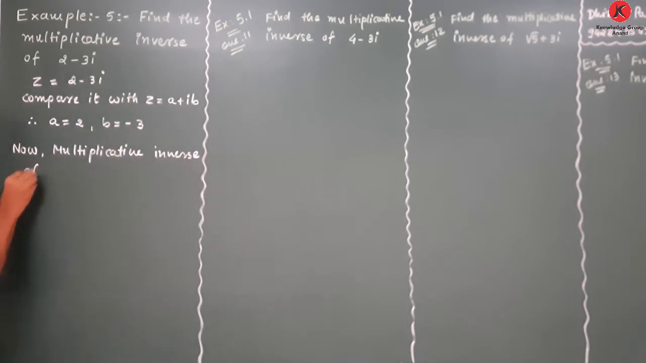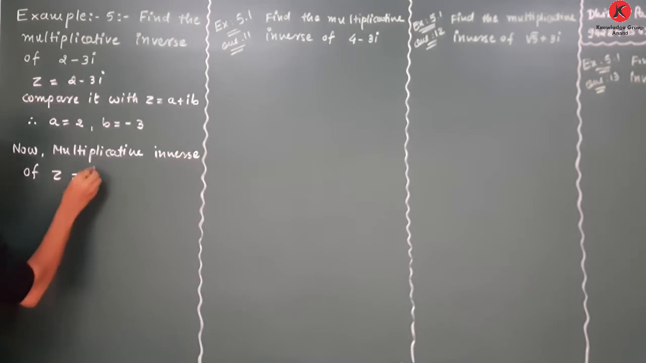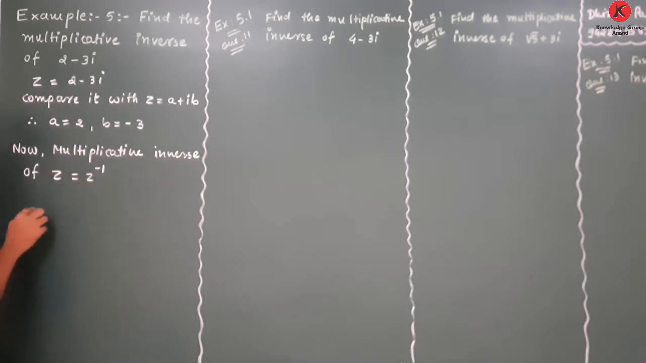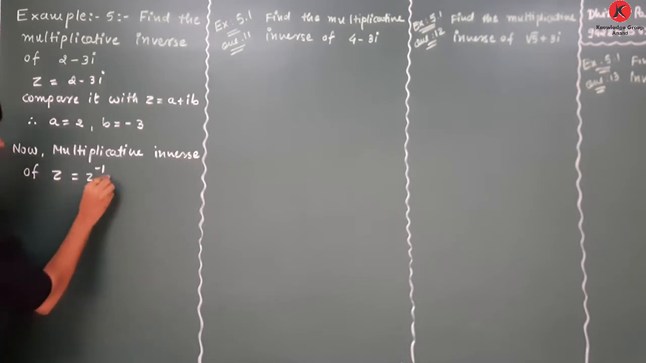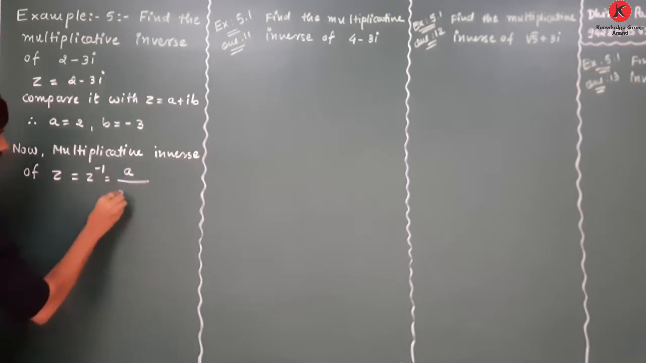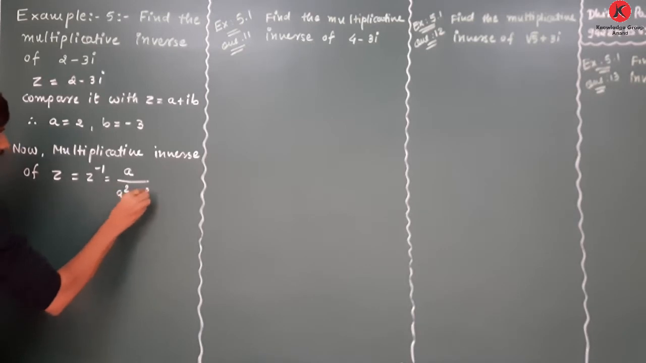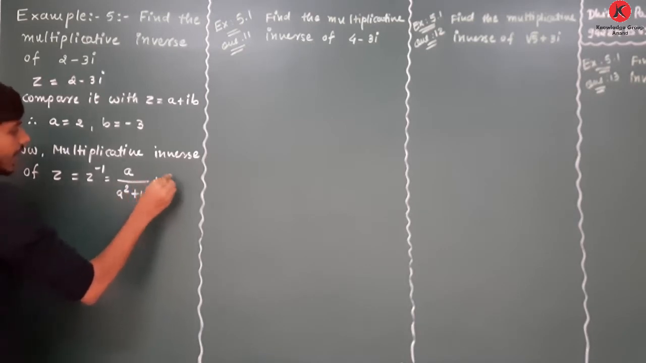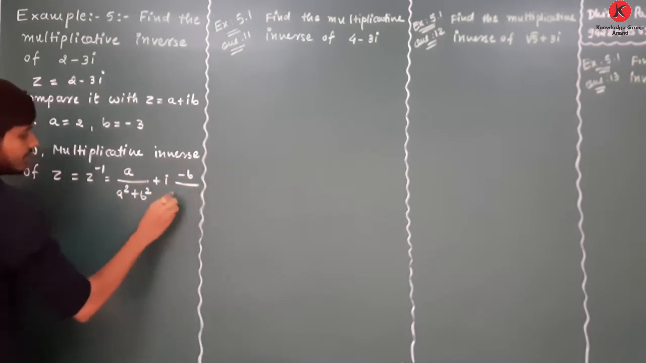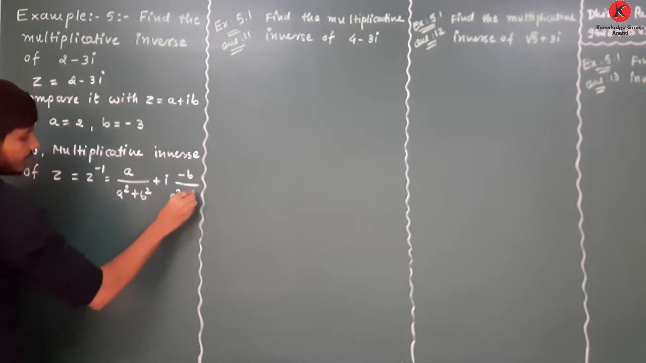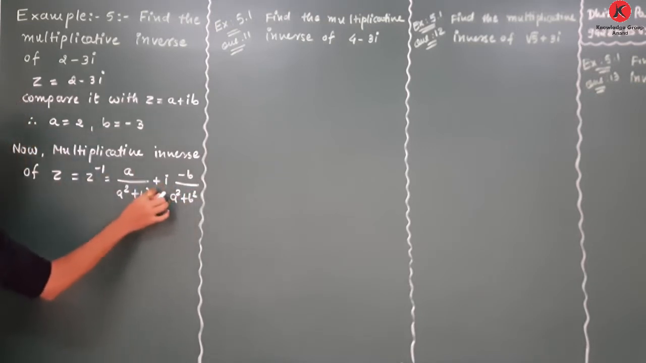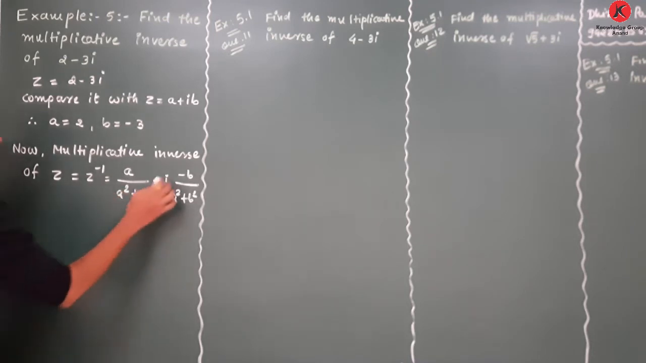The multiplicative inverse of Z, which is denoted as Z inverse, equals A upon A square plus B square plus i into minus B upon A square plus B square. Writing it with minus i is also no issue. There is no issue.